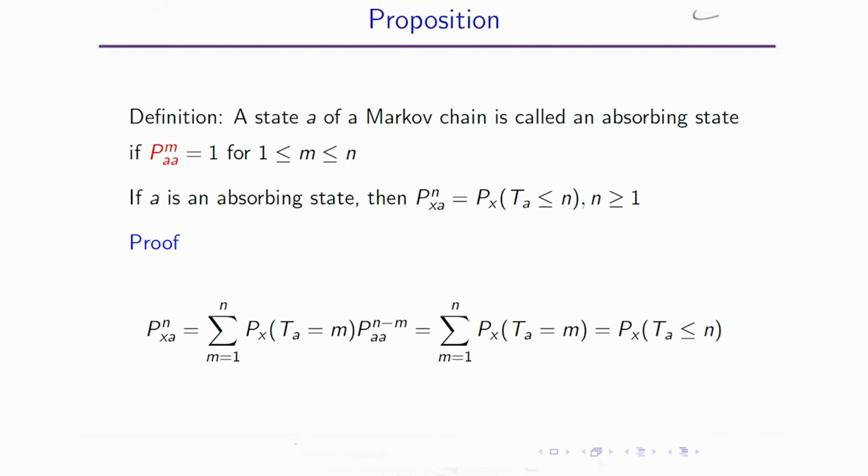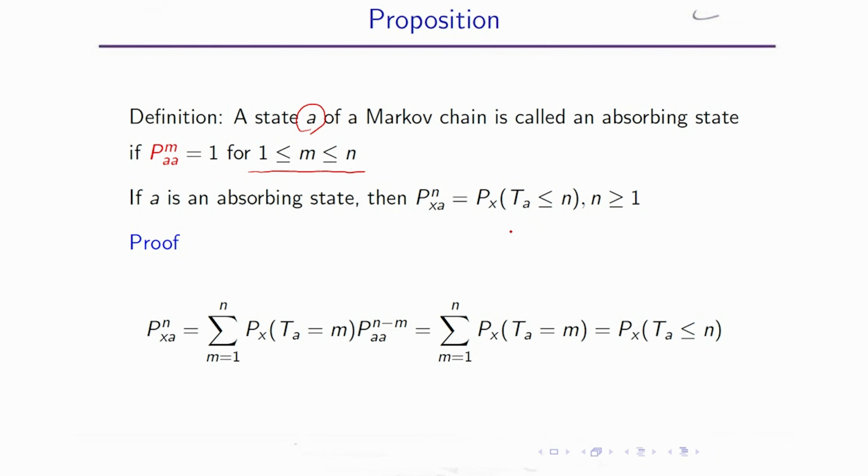Next, a proposition. We first present a definition. A state A of a Markov chain is called an absorbing state if P_AA^m is equal to 1 for any m greater than or equal to 1. So we have a proposition here. If A is an absorbing state, then P_xA^n is equal to P_x(T_A less than or equal to n).